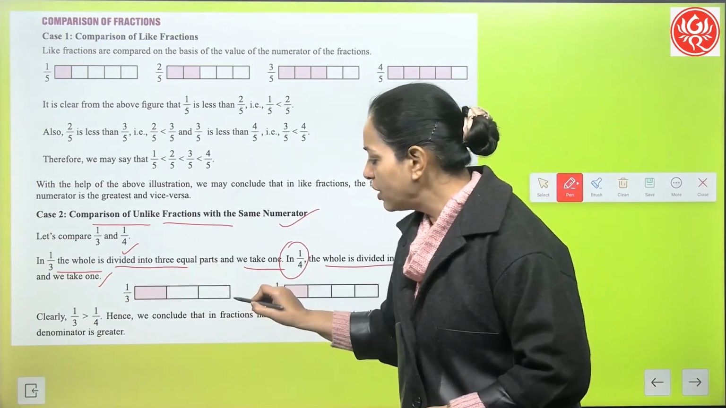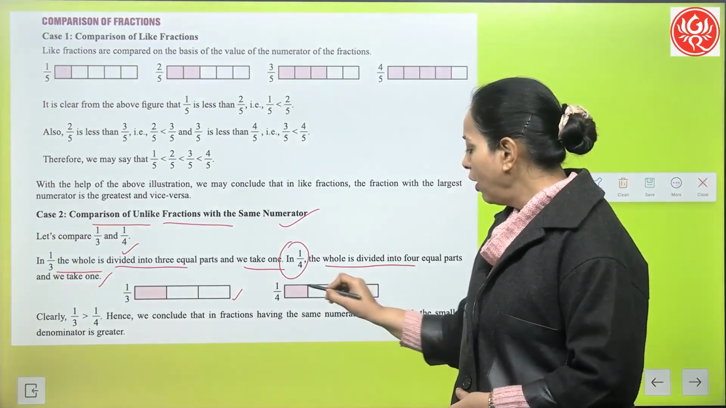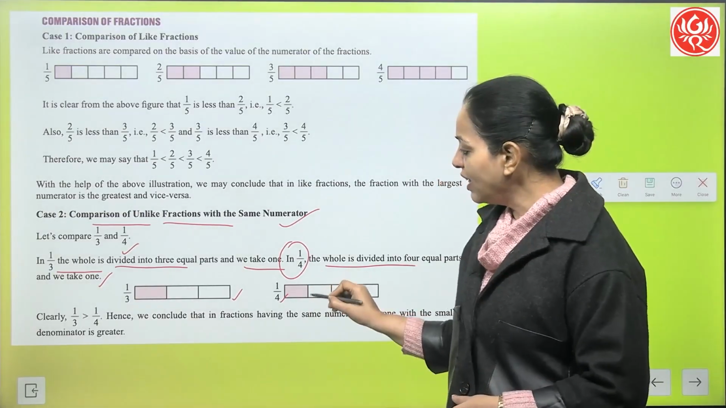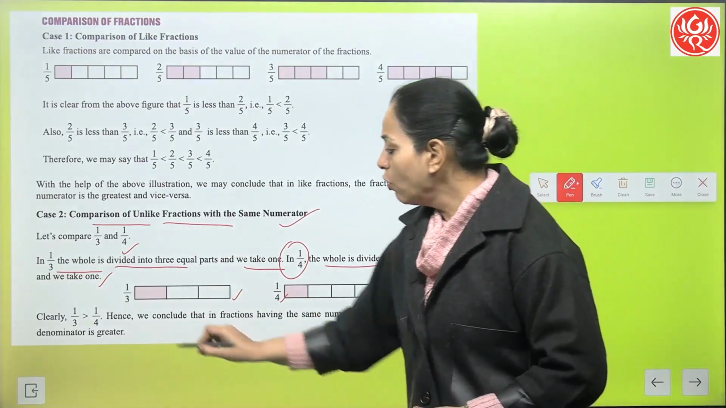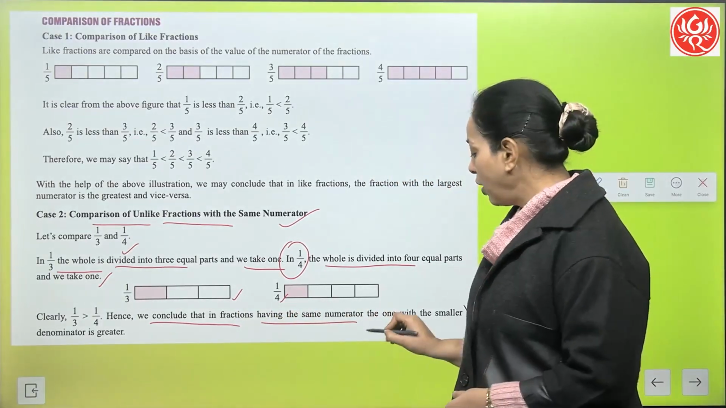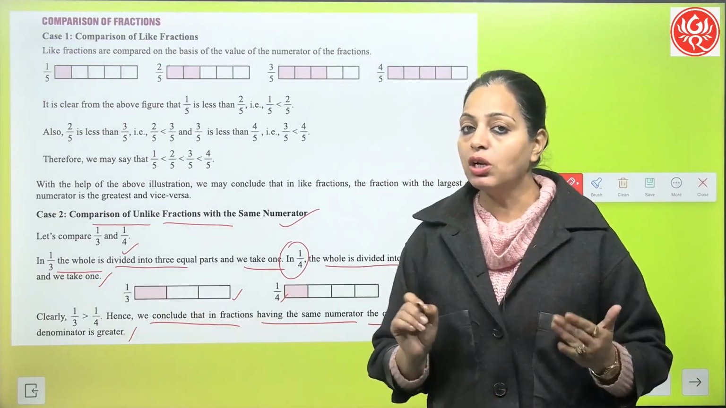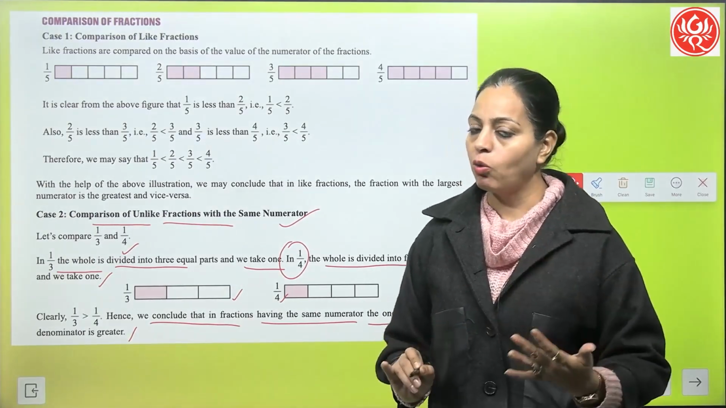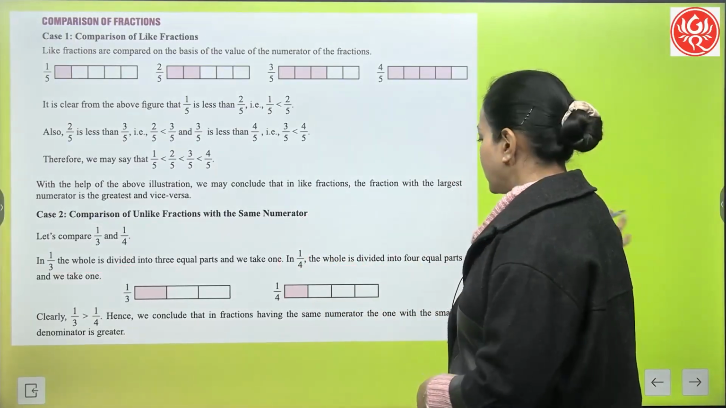See here, this part, total 3 parts, 1 we are taking, 1/3. Here total 4 parts, 1 we are taking, 1/4. So you can see 1/3 is bigger than 1/4. So therefore we conclude that in fractions having the same numerator, the one with the smaller denominator is greater. इसमें उल्टा है, जिसका denominator smaller होगा वो fraction बड़ा होगा if numerators are same. Okay, I hope this is clear to you.